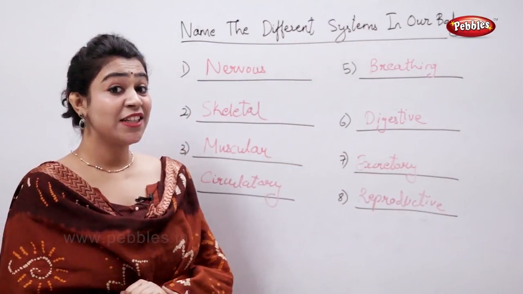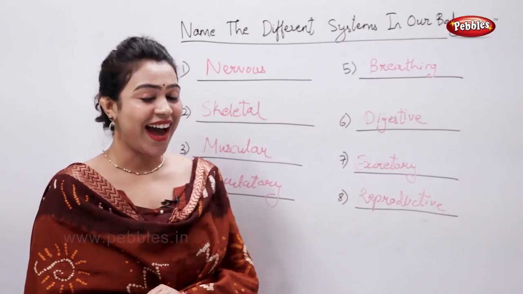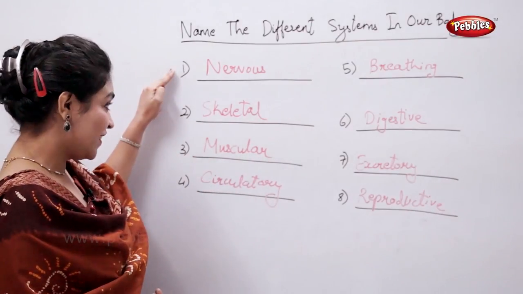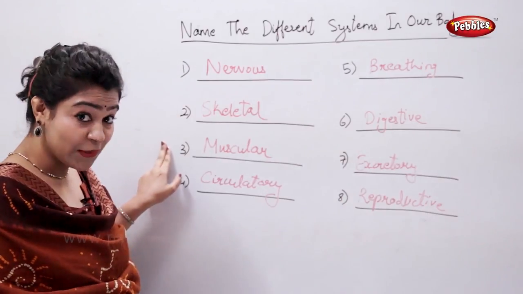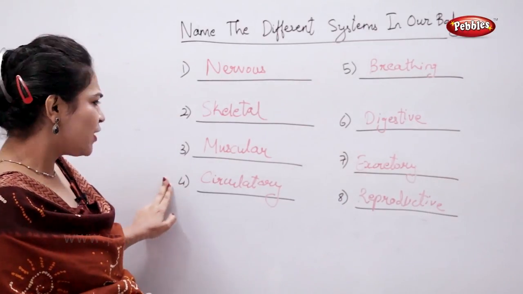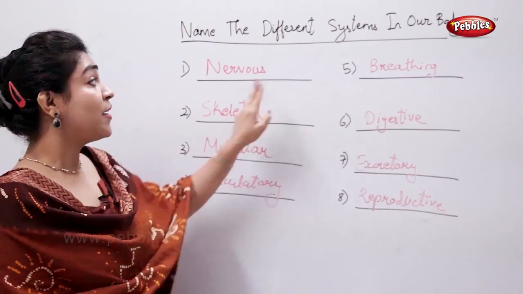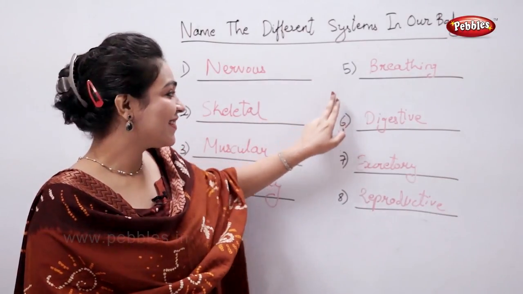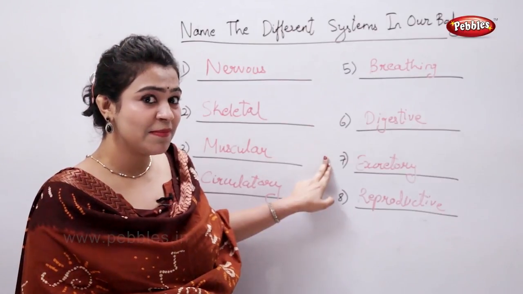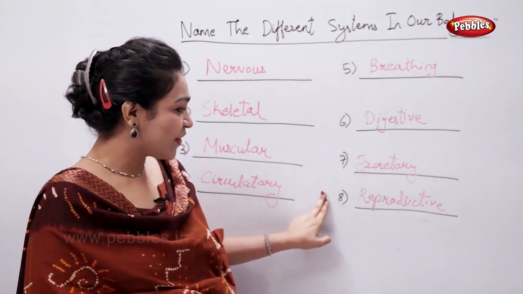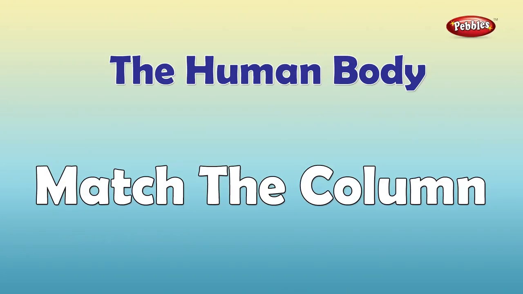So, the different systems in our body are nervous system, skeletal system, muscular system, circulatory system, breathing system, digestive system, excretory system, and reproductive system.